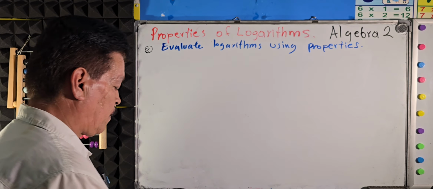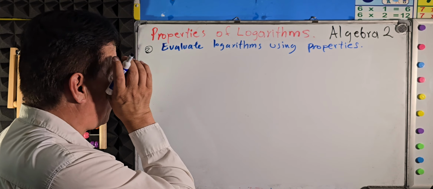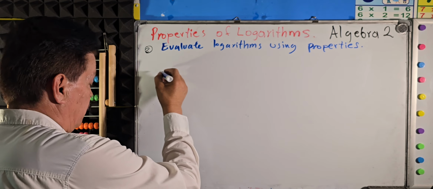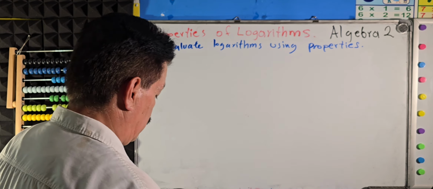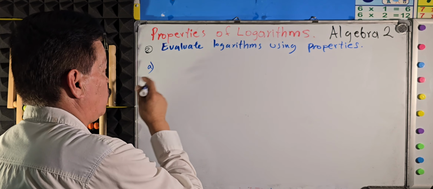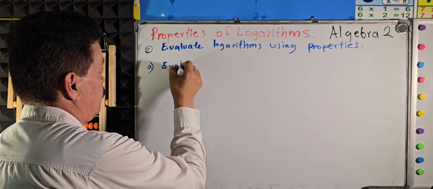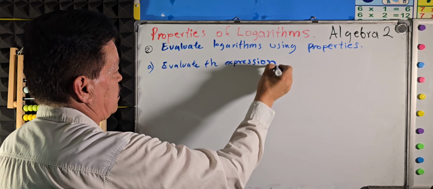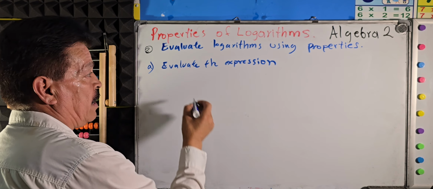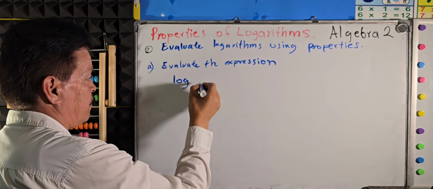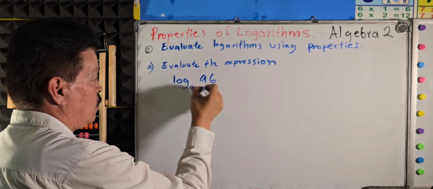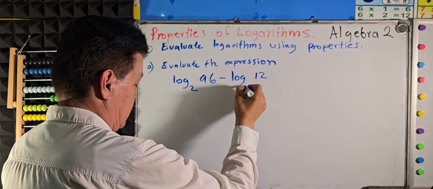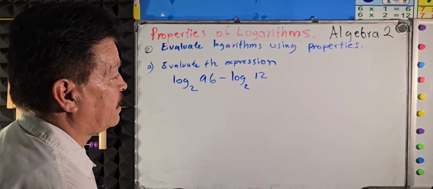So we have to use the properties to evaluate the logarithm or the expression. So let's write our first problem. Evaluate the expression. All right, what is the expression? Let's write log 96 with the base 2 minus log 12 with the base 2. Okay, we have to evaluate this expression.